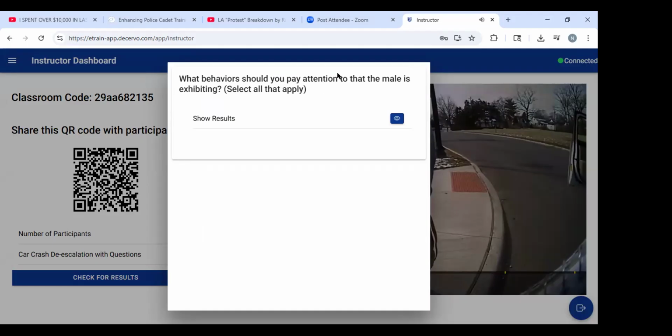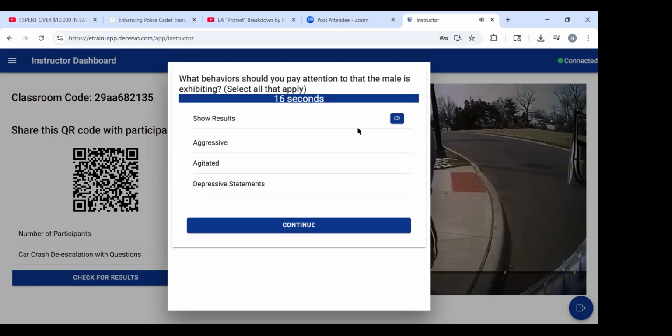What behavior should you pay attention to that the male is exhibiting? Select all that apply. Aggressive, agitated, depressive statements.